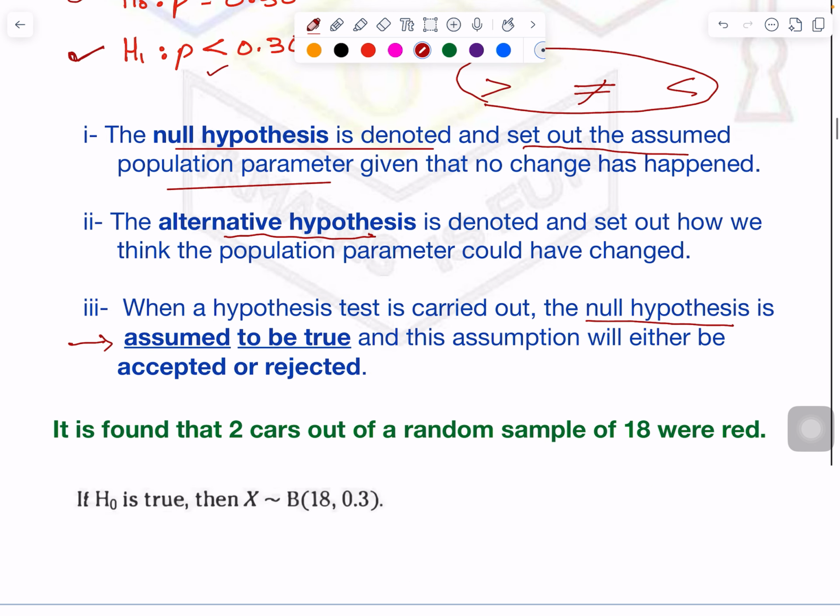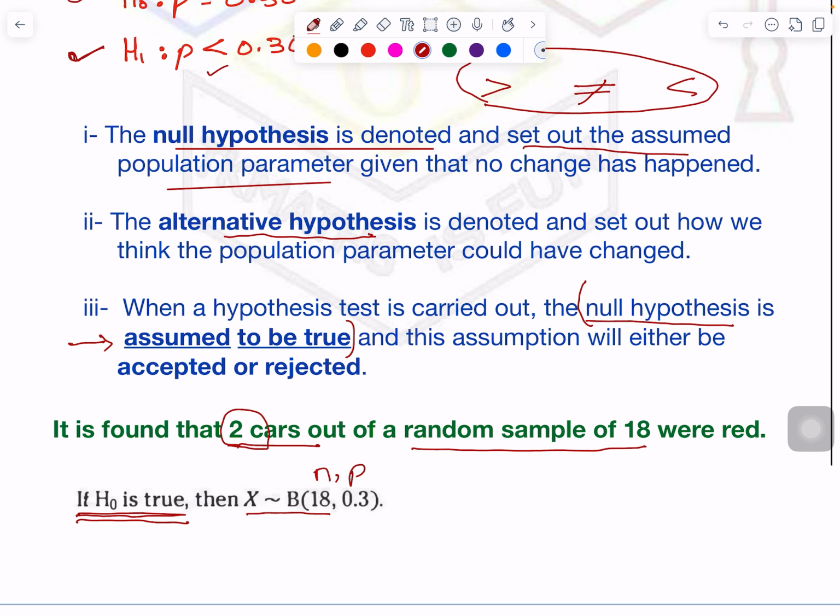We will see that. For example, in this question, a random sample of 18 cars was taken and 2 were red. So 2 is called the test value. And how do we write it? This is important to write. If H0 is true, like we said, when we carry out the test the null hypothesis is assumed to be true. If H0 is true, then because this is a binomial case and the parameters are n and p, the total number and the proportion, we have 18 and 0.3.